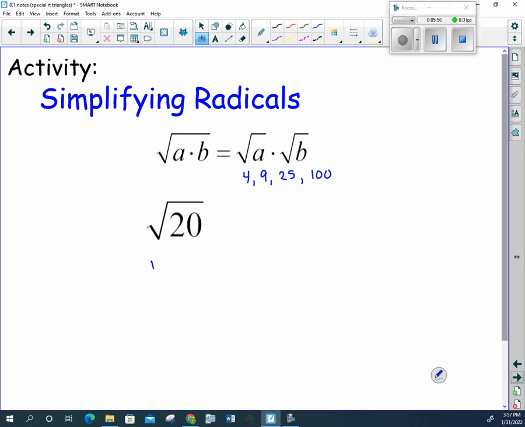Those are pretty common factors for me, and those are numbers that I know the square root of. So 20, I can tell, is the same thing as 4 times 5. And so I know the square root of 4 is 2. So then you're just left with square root of 5. So your answer, square root of 20, reduces to 2 times the square root of 5. So you're trying to look for a factor that you can take the square root of to reduce your radical.